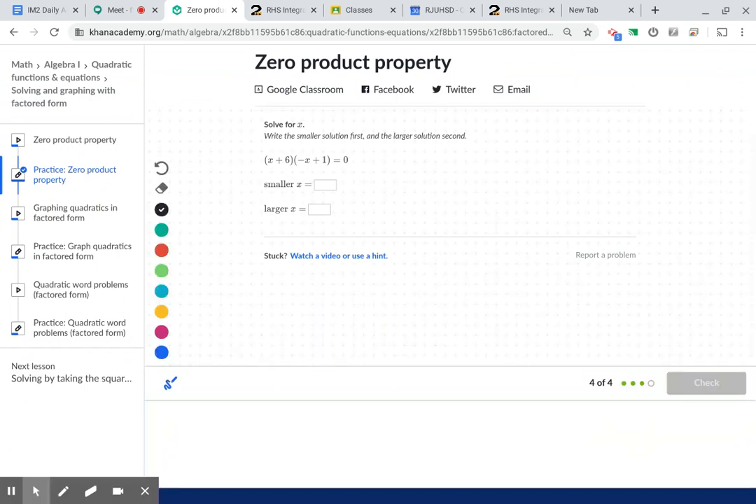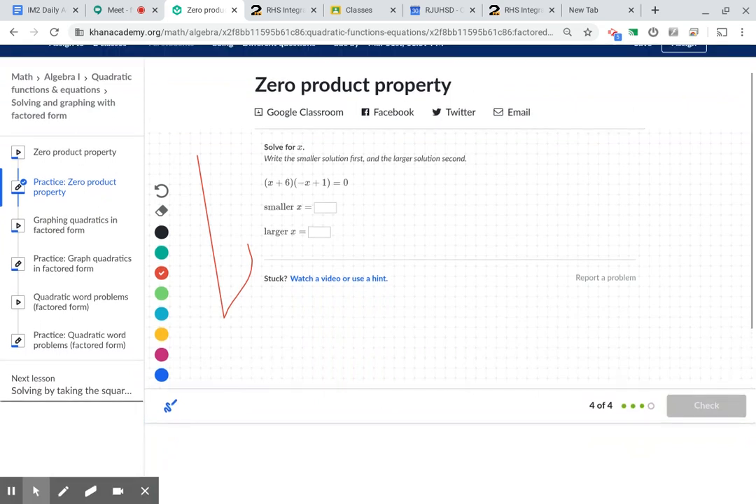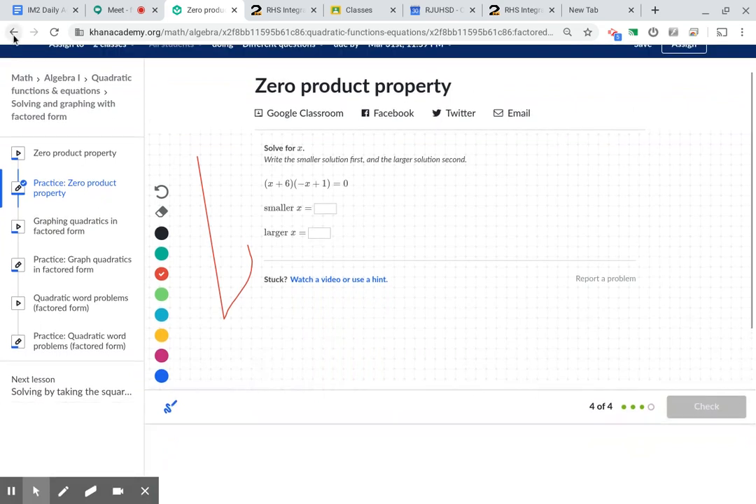Oh, here's the thing. There's a writing tool I wanted to do here. There we go. So while you guys are doing this, I'm going to do this one on the screen, on the same screen. Go ahead and everybody go in Khan Academy. It's called Zero Product Property.